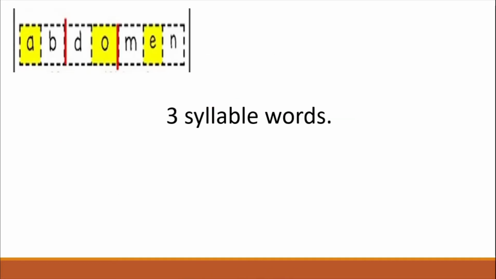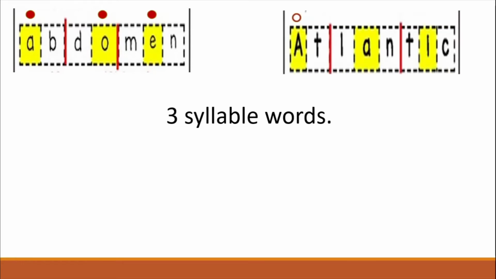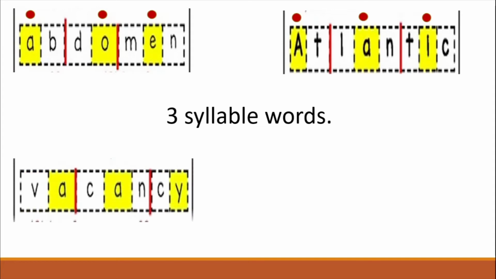Let us see certain three syllable words now. So you have abdomen, abdomen, three syllables. Then you have Atlanta, Atlantic. Okay, three syllable sounds, three vowel sounds, so three syllables. What about these? Try and figure out. Vacancy. See again, in the C and Y, there are no vowels, but there is a vowel sound. So that is why we take it as a syllable.